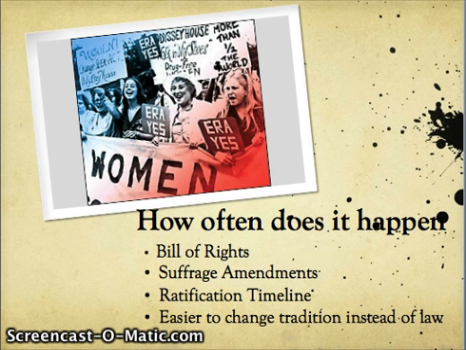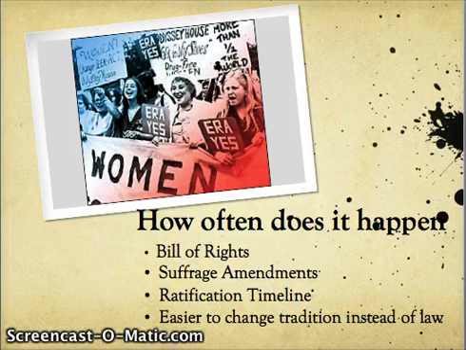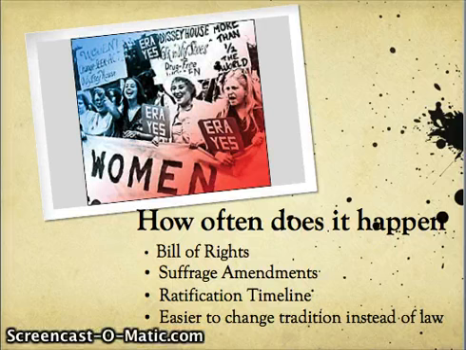How often do constitutional amendments happen? Not very often. We had the Bill of Rights, 1 through 10, that were added almost immediately in order to get the Anti-Federalists to ratify the Constitution. So 1 through 10, an immediate add.